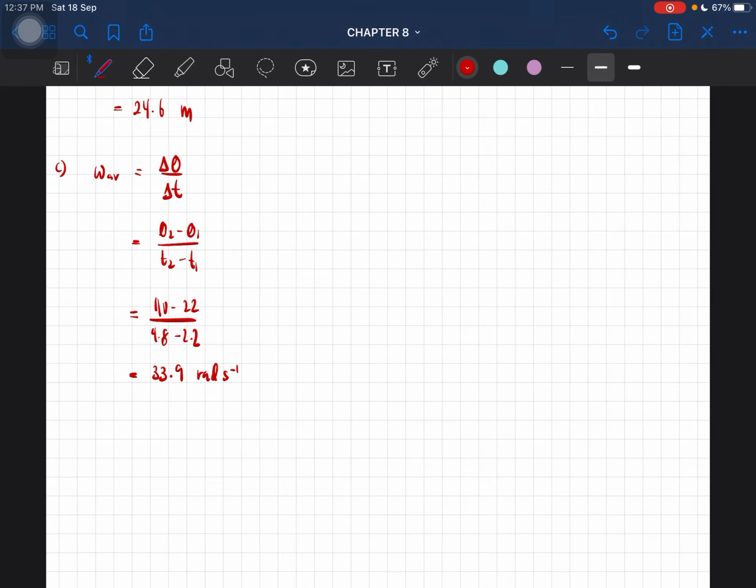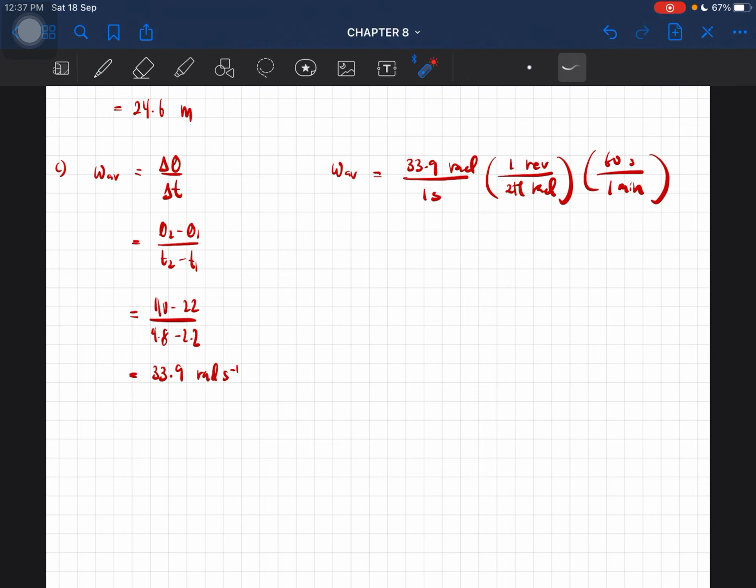Okay, now we have to convert it into revolution per minute. So if you want to convert it into revolution per minute, it's basically 33.9 radian over 1 second, per second as written. Then we multiply by 1 revolution, where 1 revolution is equal to 2 pi radian, and then 60 seconds per 1 minute. Okay, we want the value in revolution per minute. So you get the answer equal to 324 revolution per minute. You can write it like that too.